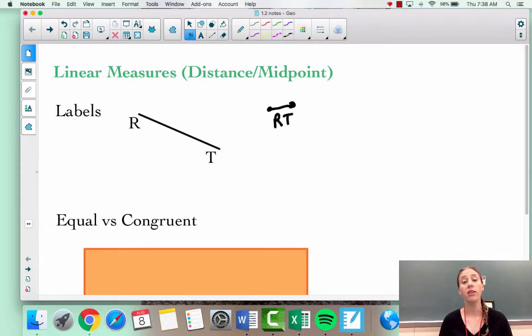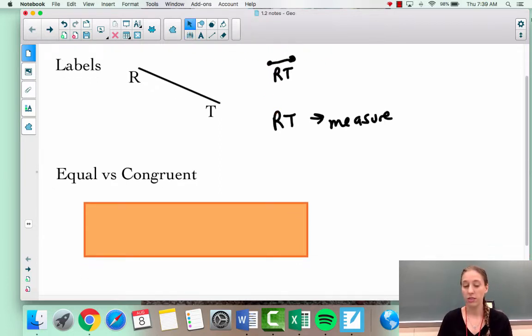However, if I'm just referring to the measurement of a segment, maybe I would say that the length of RT is 5 inches or the length of RT was 20 yards. Then in that case, you do not use the symbol above, you just use the letters here. So without the symbol, this is referring to the measure. That's very important. So if you're not referring to the measure, you need to make sure you label it with the segment symbol above. The other thing that's very important is the difference between equal and congruent.